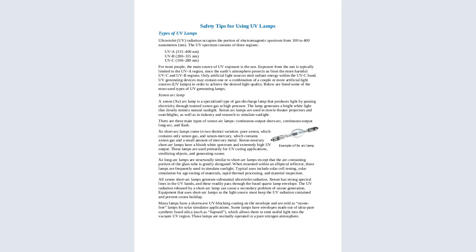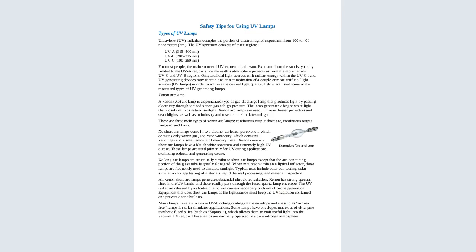And how do we use them safely? The xenon arc lamps are structurally similar to short arc lamps, except that the arc-containing portion of the glass tube is greatly elongated. When mounted within an elliptical reflector, these lamps are frequently used to simulate sunlight. Typical uses include solar cell testing, solar simulation for testing of materials, rapid thermal processing, and material inspection.